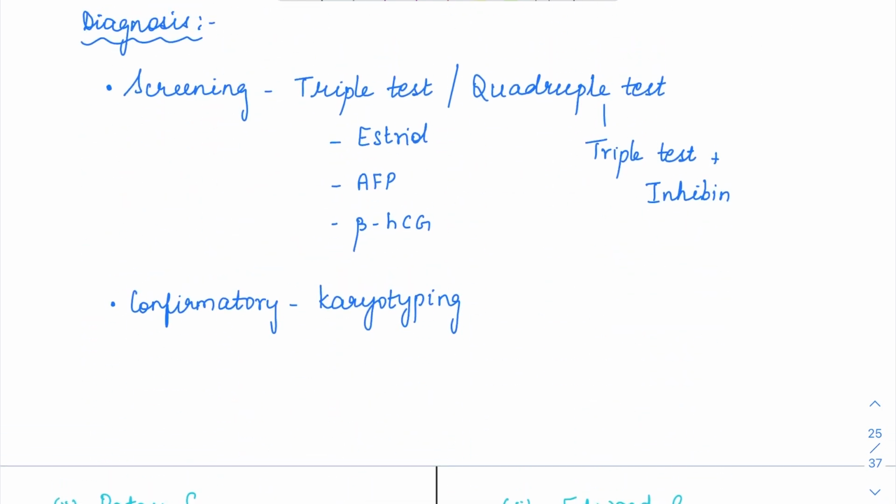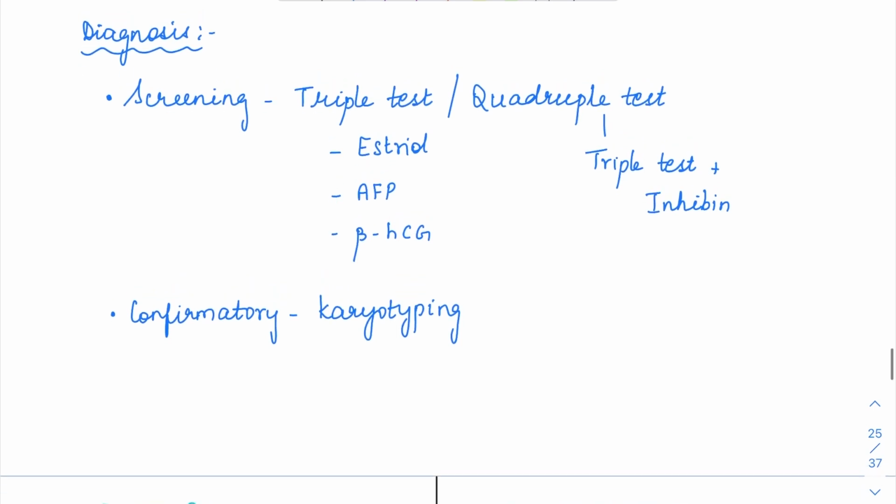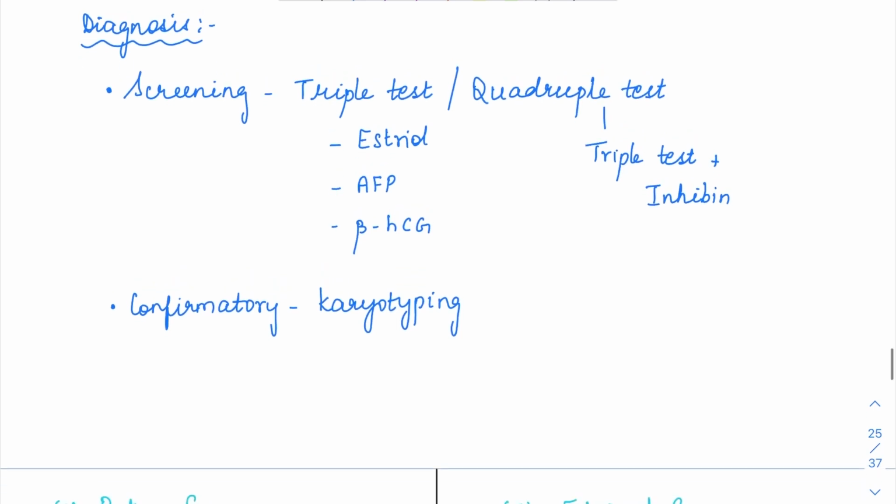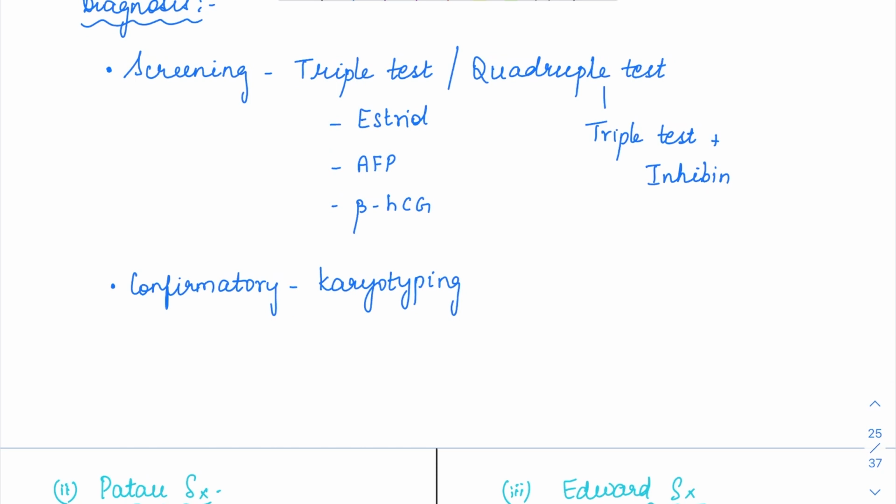So how do you diagnose this Down syndrome? Prenatally also we can screen, you can use certain screening tests. We can use triple test and quadruple test. Components of the triple test are estriol, alpha fetoprotein and beta HCG. Estriol is going to be decreased, AFP is going to be decreased, and beta HCG is going to be increased in Down syndrome. Now in the quadruple test, it is going to be the triple test along with that, they are going to measure inhibin. Inhibin is going to be increased.